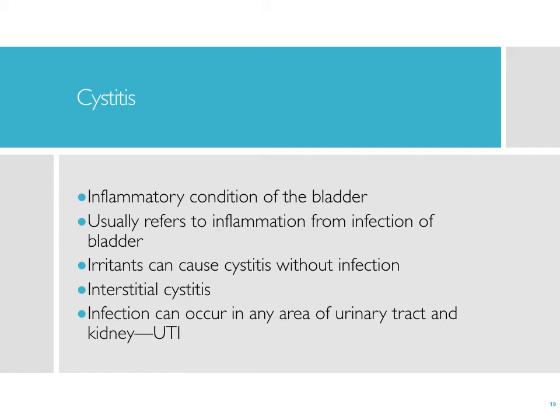Irritants can cause cystitis, and there is something known as interstitial cystitis. The infection can occur in any area of the urinary tract and the kidney, and still be called a UTI. So UTIs could be the bladder, it could be the urethra, it could be ureters, or it could be the kidneys themselves.